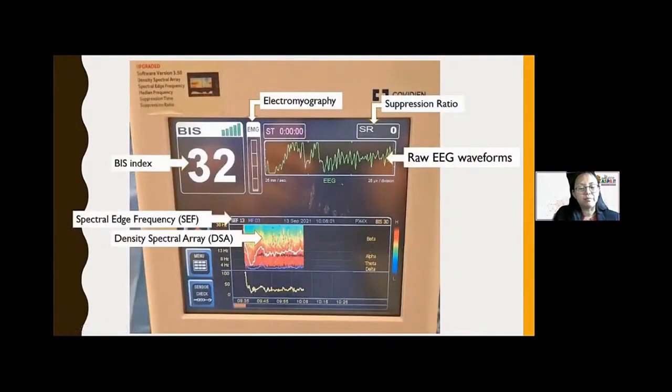This is the screen setup for the BIS. You have the BIS index in the top left-hand corner, the electromyography indicator, raw EEG waveforms, a suppression ratio. You can also tell the spectral edge frequency, but it's small in this corner. And at the bottom of the screen, you can also see the density spectral array graph.